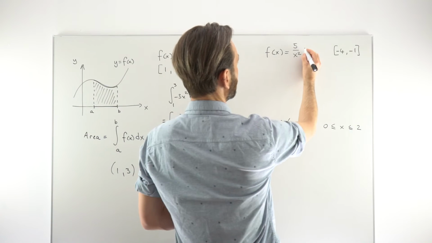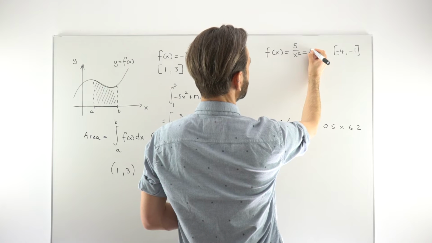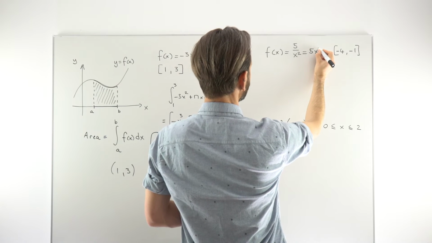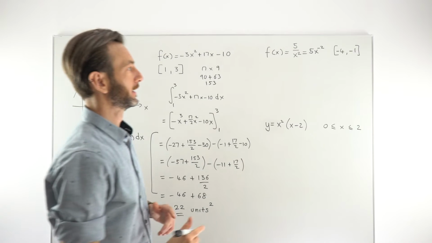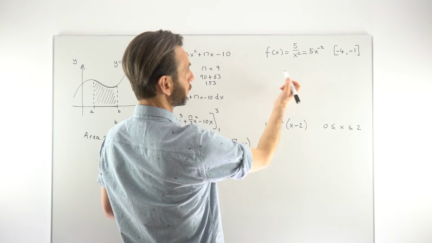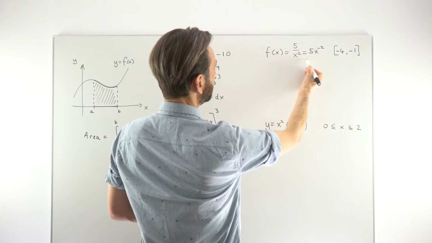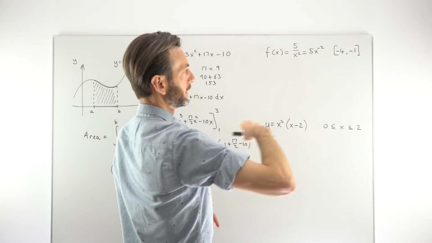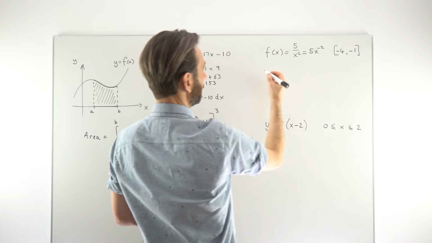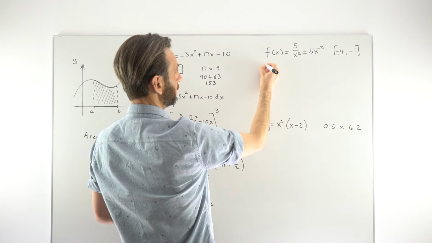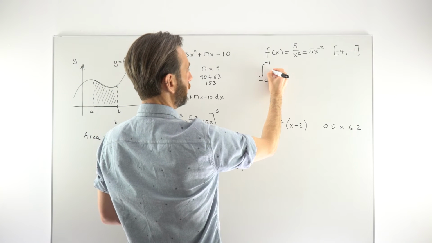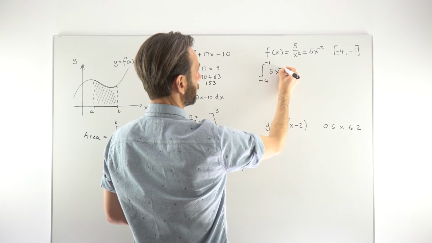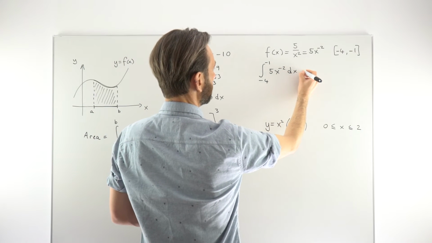Okay, so looking at this one, first of all, we see that this is not in an integratable form, and we know we're going to have to integrate, so we may as well go ahead and use our indices rules to put that in an integratable form. So the area represented by this function and the x-axis in between these two limits would be represented by the integral between minus 4 and minus 1 of 5x to the minus 2 dx.